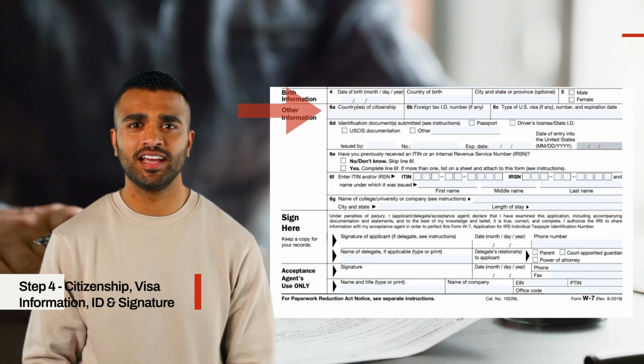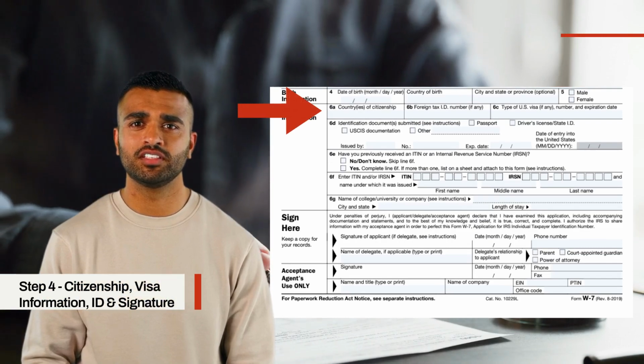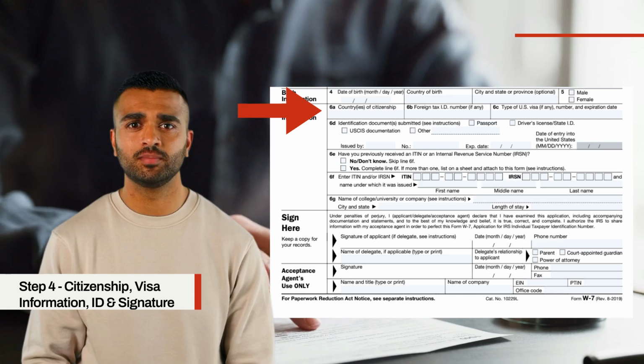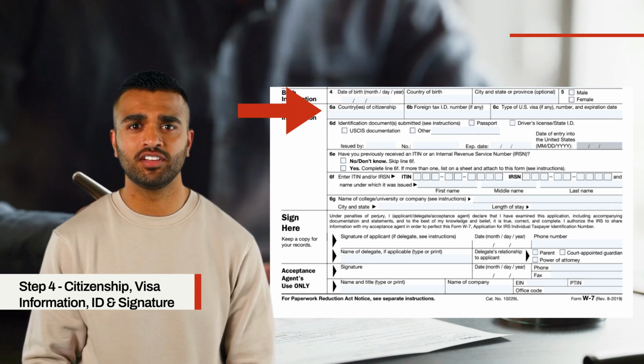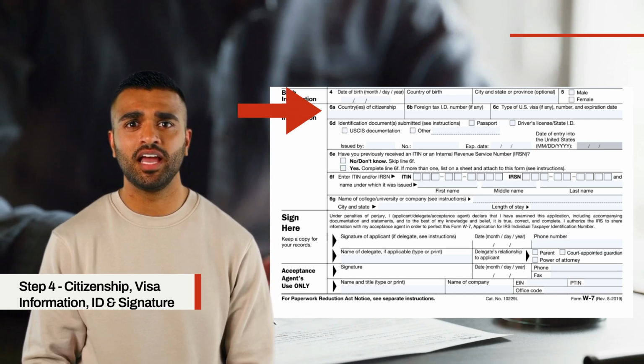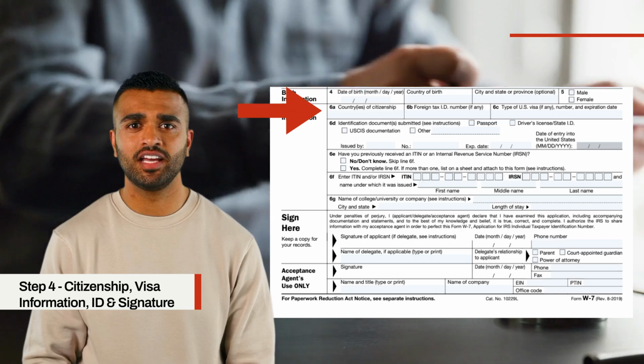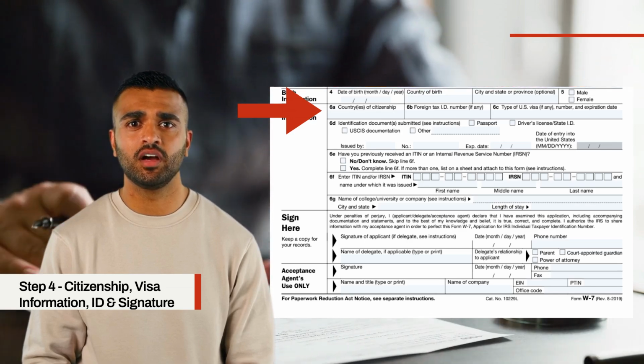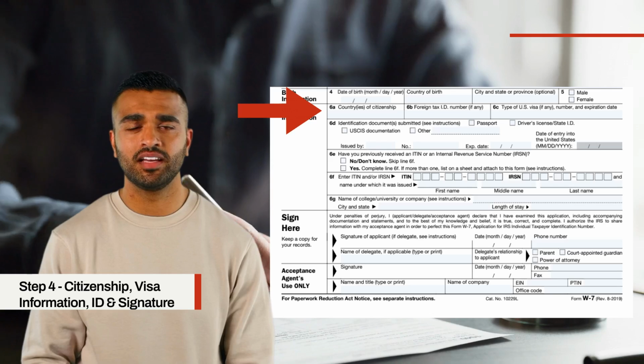Moving on to line 6A, you'll need to list your country or countries of citizenship. For line 6B, if you have a foreign tax identification number, enter it here. If you have a U.S. visa, you'll enter the visa number and the visa classification in line 6C. If you don't have a visa, you can leave this line blank.